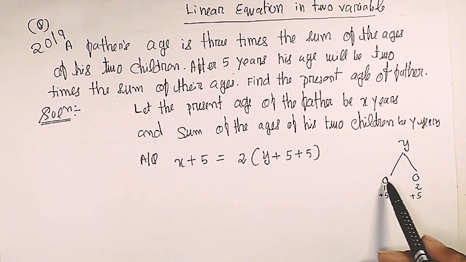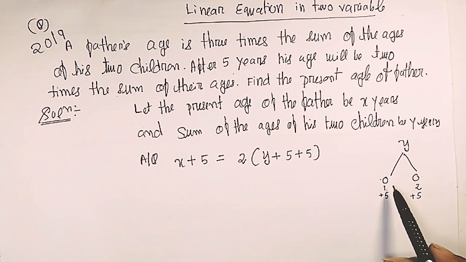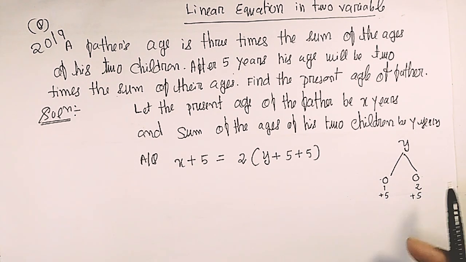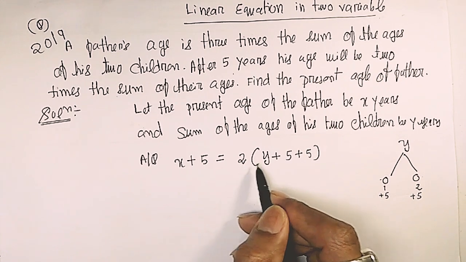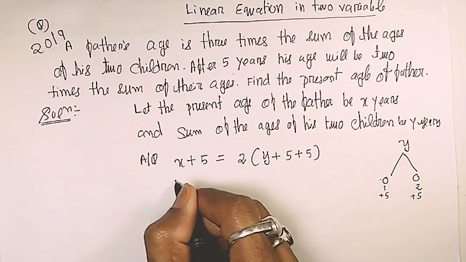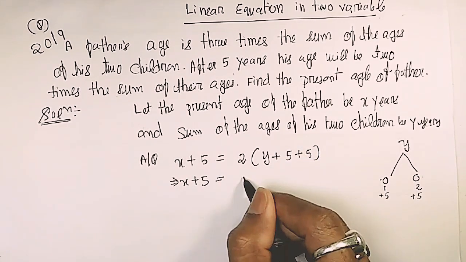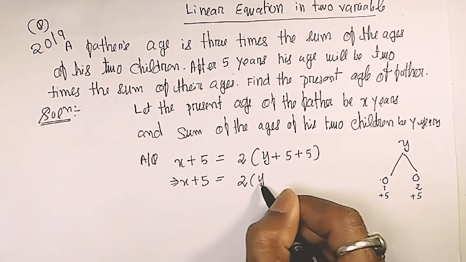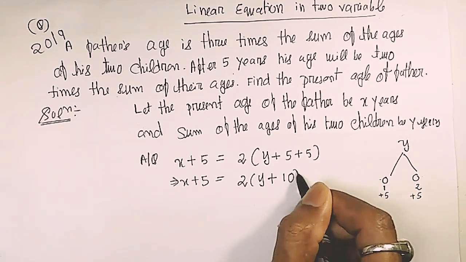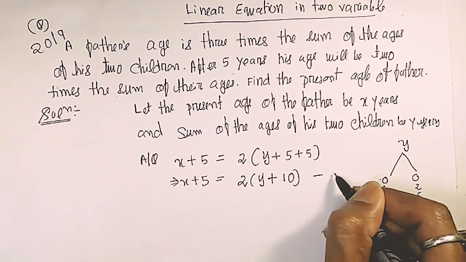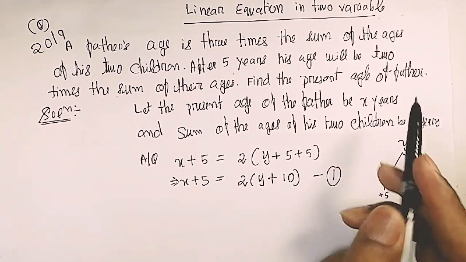Because y represents the sum of the ages of the 2 sons, that means for both the sons, 5 years will be added. That means 2 into y plus 5 plus 5. So it implies x plus 5 equals 2y plus 10. So this is equation 1.